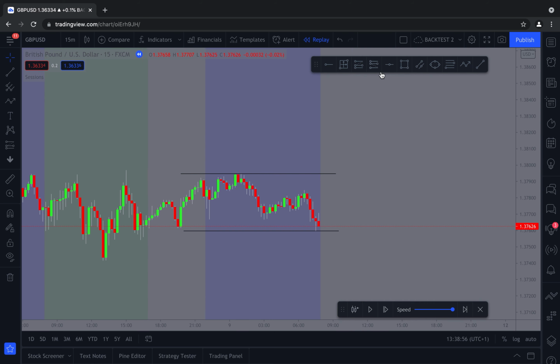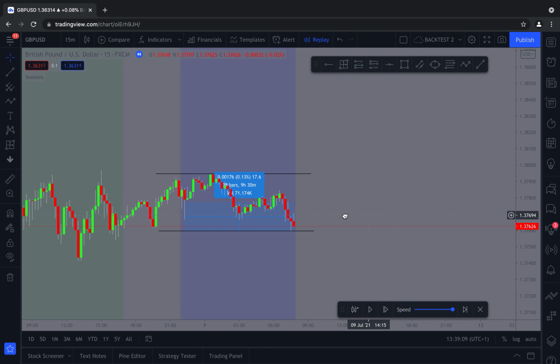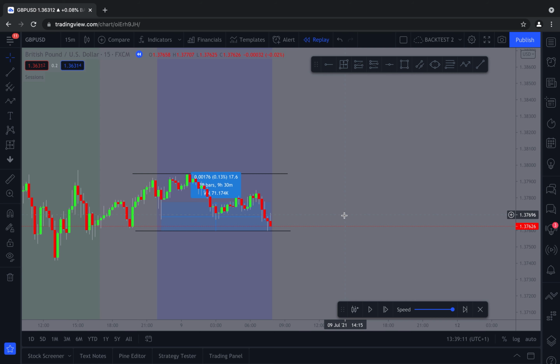So what we want to do first is measure from top to bottom how wide the session was, and here it's about 35 points. So we find the mid-level, about 17.5 points, somewhere roughly around here. Now once you've found that, at the opening we're going to set a pending order.